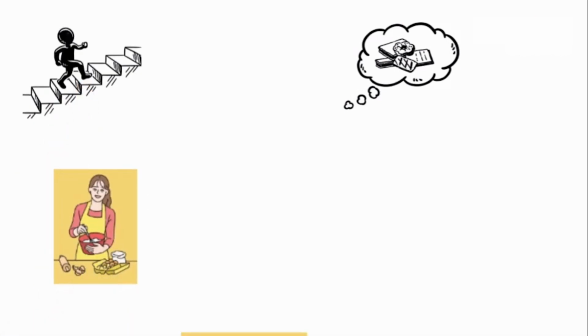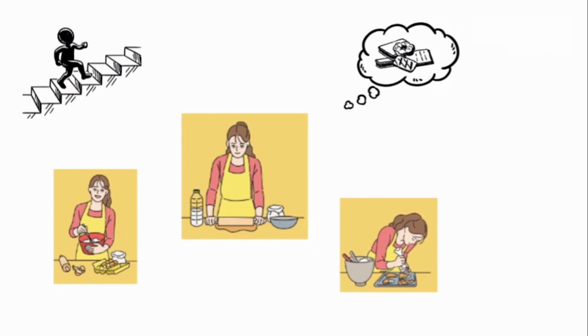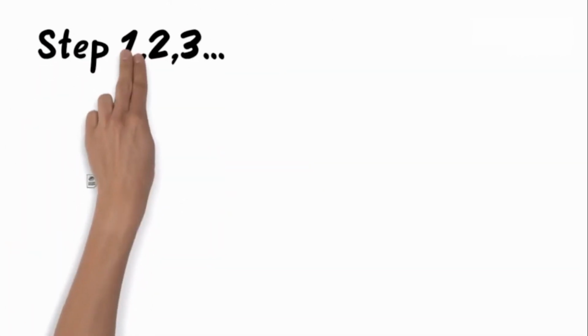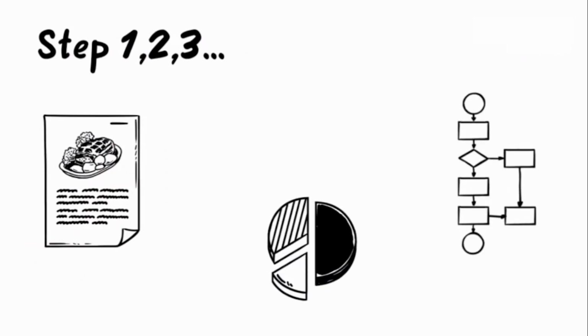Imagine you want to bake cookies. The recipe includes step-by-step instructions like gathering ingredients, preparing the dough, shaping the cookies, and baking them. Each step in this recipe is like a part of an algorithm.